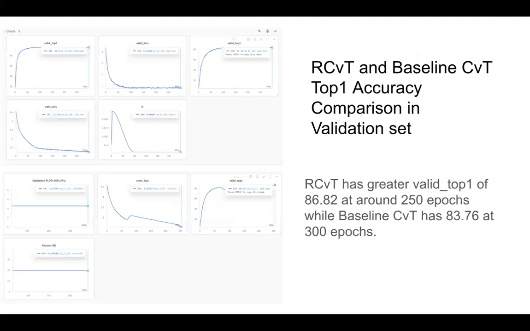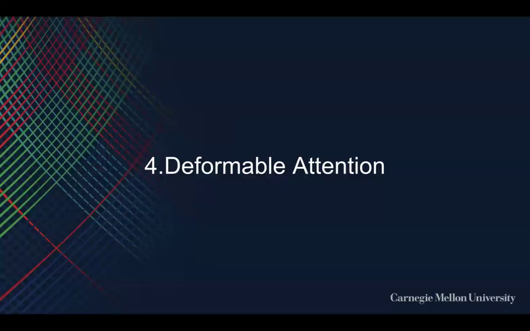And we've tested this RoPE added CvT and compared it with the baseline CvT, and the metric that we use to compare is the top one accuracy on the validation set. So we show that the RoPE CvT has a greater validation top one of 86.82 compared to the baseline CvT, and we haven't even run as many epochs as the baseline CvT.